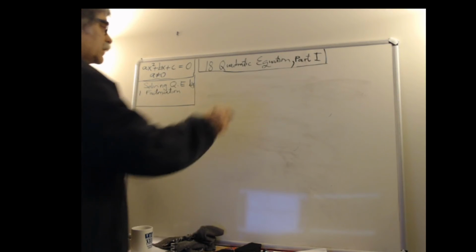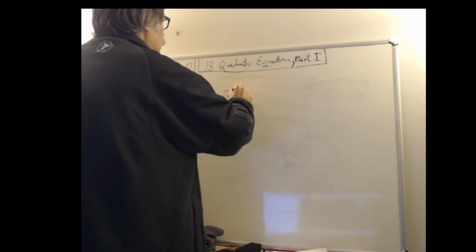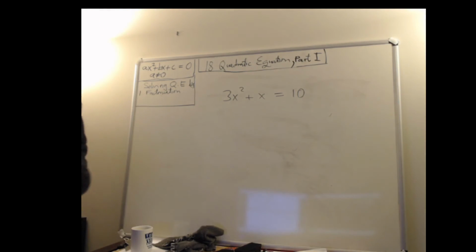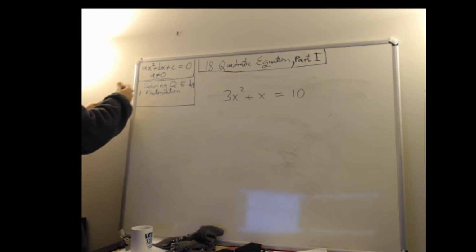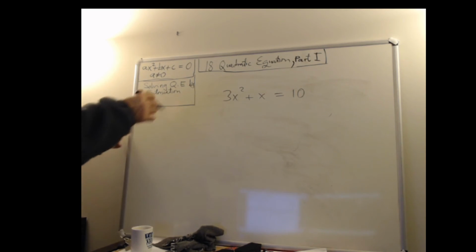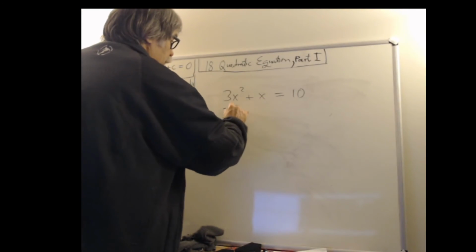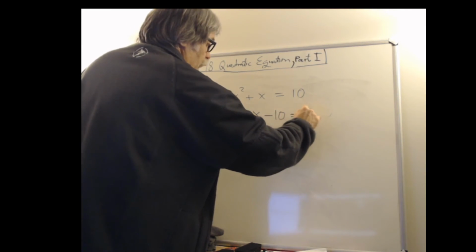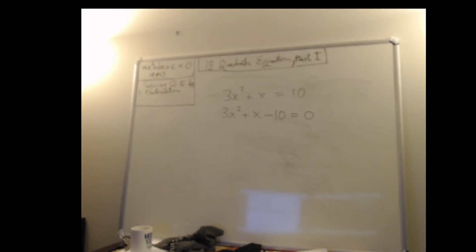3x squared plus x equals 10. Again, I'm going to use the zero product property. So the method by factorization is actually the zero product property story. I need 0, and then I need a product.